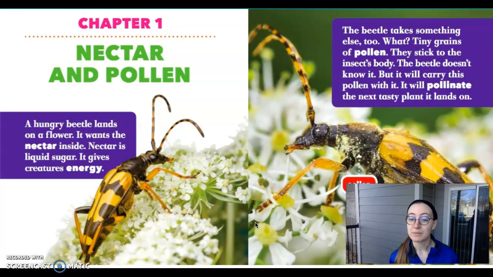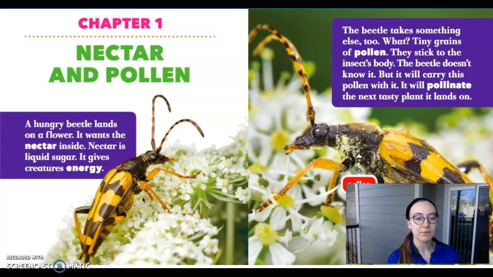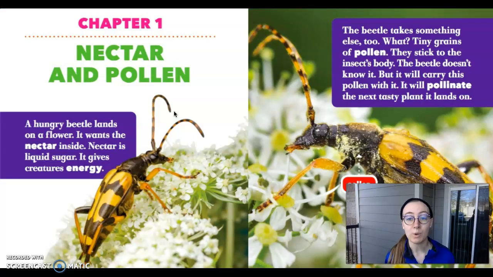We're going to read the first chapter of the story, Nectar and Pollen. A hungry beetle lands on a flower. It wants the nectar inside. Nectar is liquid sugar. It gives creatures energy. The beetle takes something else too. What? Tiny grains of pollen. They stick to the insect's body. The beetle doesn't know it, but it will carry this pollen with it. It will pollinate the next tasty plant it lands on.